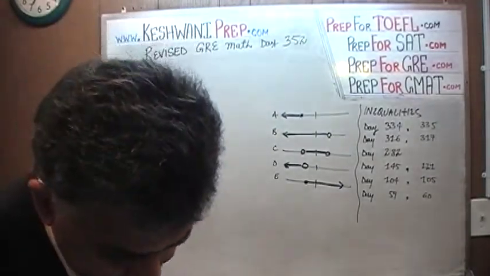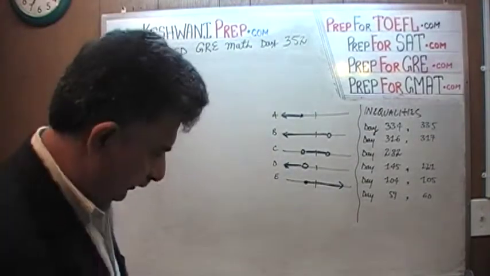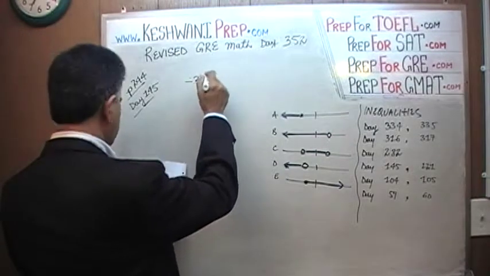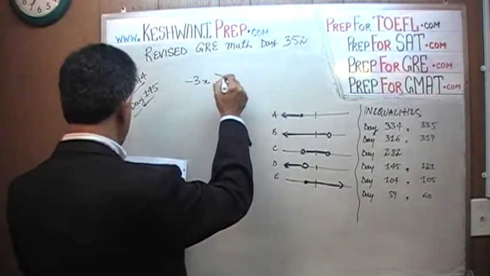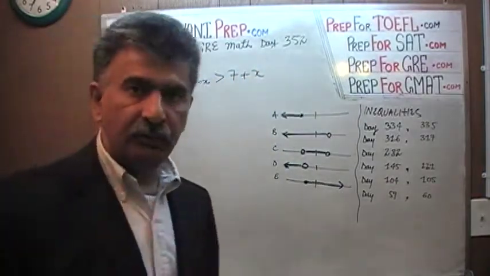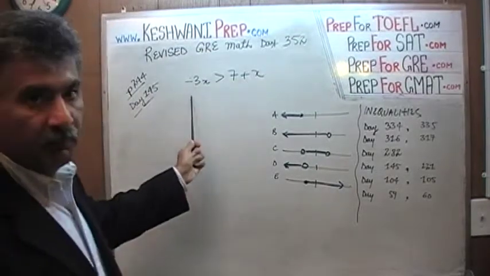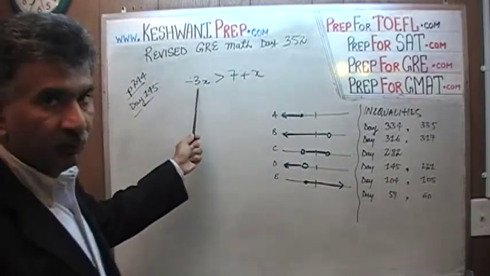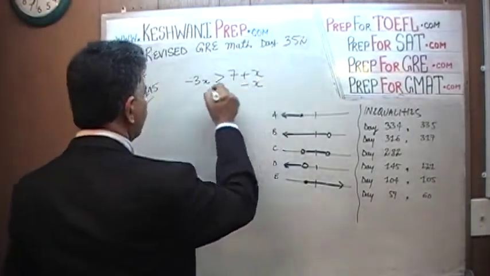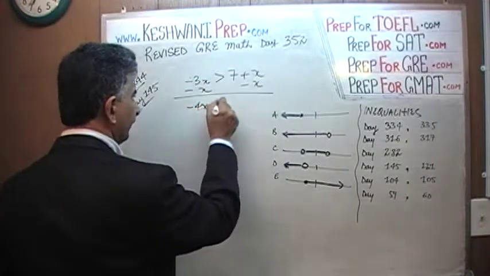Number 1, it says negative 3x is greater than 7 plus x. The very first thing we need to do is to bring all the x's on one side and bring all the numbers on the other side. There are no numbers on this side, so we have to bring this x to that side. Let's subtract x from both sides. And that gives us negative 4x is greater than 7.